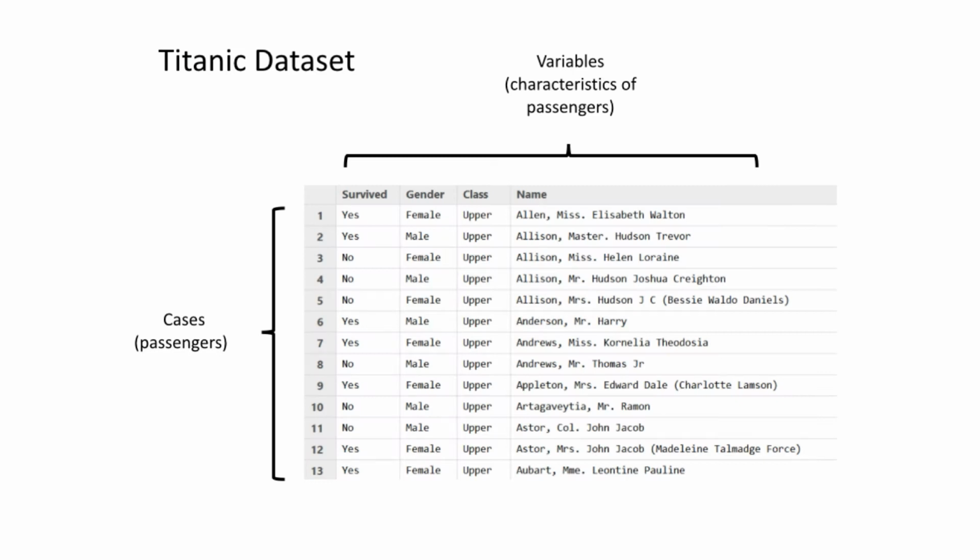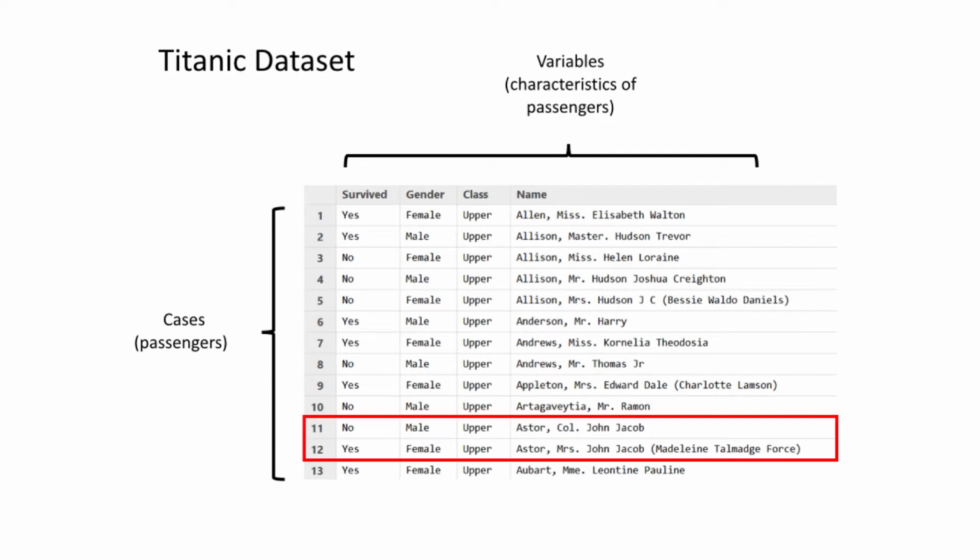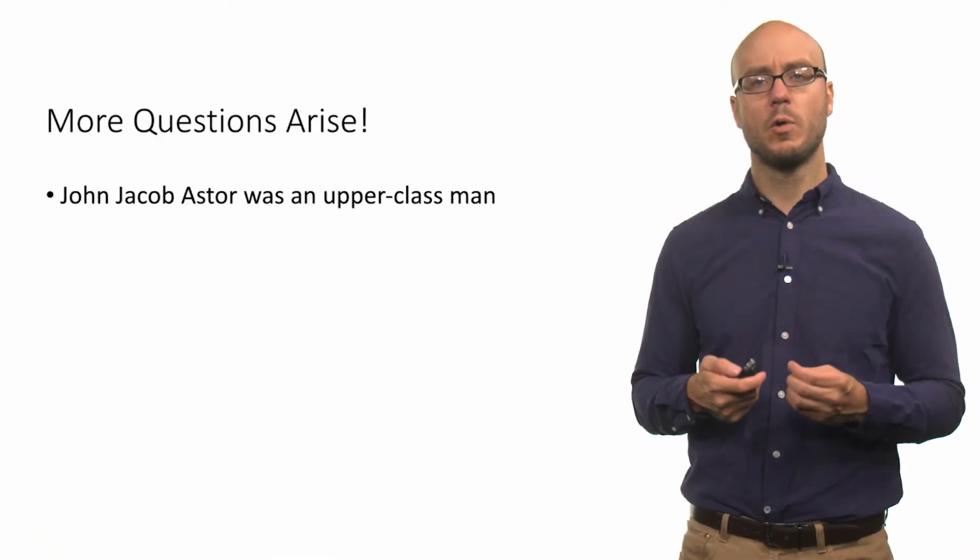This is the data set where the rows are passengers, those are the cases, and the variables are characteristics of the passengers. So we have whether or not the passenger survived, their gender, what passenger class they were on, and then we also have their name. Let's look at rows 11 and 12, and you can see that we have John Jacob Astor and his wife for those two rows. And you can see in the survived column, John Jacob Astor didn't survive, but his wife did. So this raises some questions.